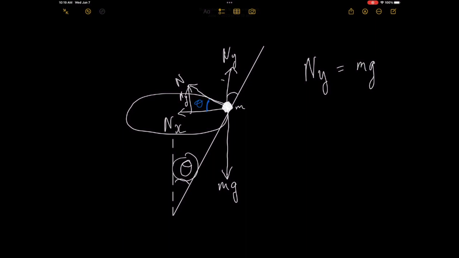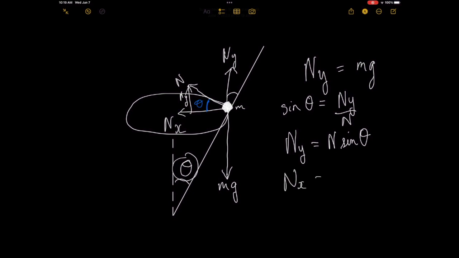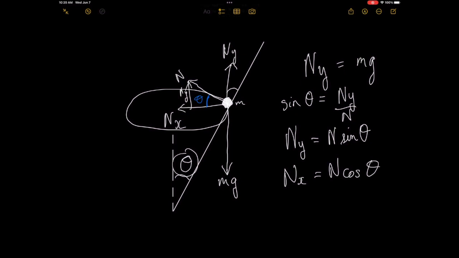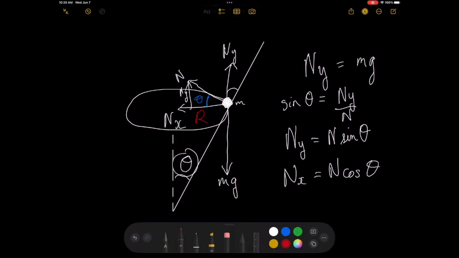So if I just bring the ny here, I can see that sine theta is ny over n. Sine theta is ny over n. And so ny is n sine theta. Similarly, nx is n cosine theta. So now, find r in terms of v naught, g, and theta.